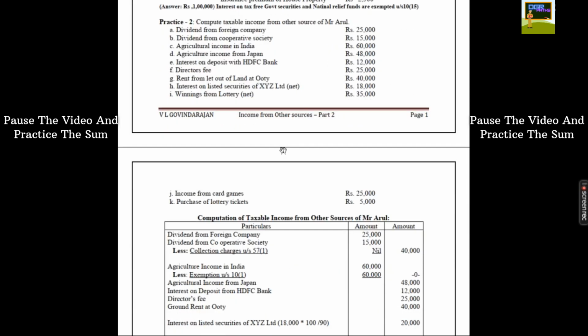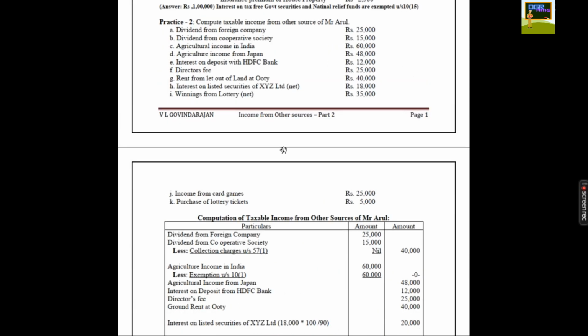Compute taxable income from other sources of Mr. Arul. Dividend from foreign company, dividend from cooperative society, agriculture income in India, it was fully exempted. Agriculture income from Japan, it was fully taxable. Interest on deposit with the HDFC Bank, also fully taxable under interest receipts. Director's fees fully taxable. Rent from letting out of land at Ooty, it's a ground rent, also fully taxable. Interest on listed securities was given as a net. For the interest, when the income exceeds 10,000, 10% will be deducted as TDS. So here we have to add the TDS to this net amount.